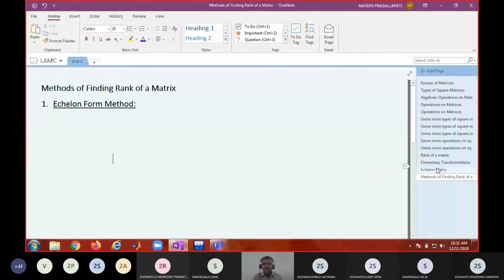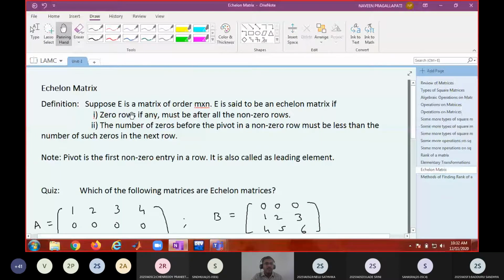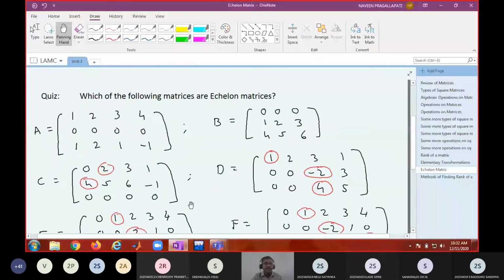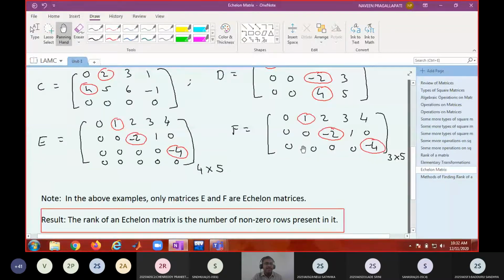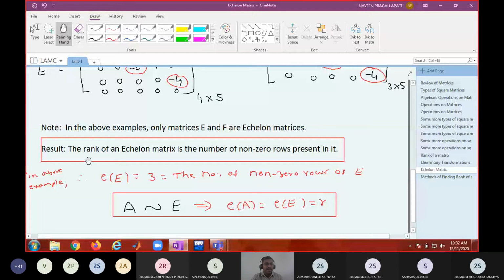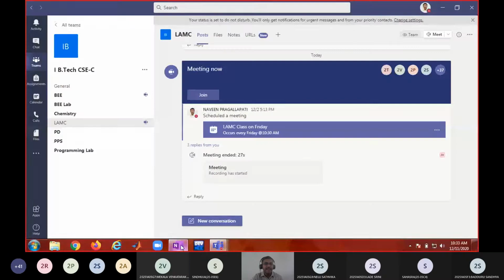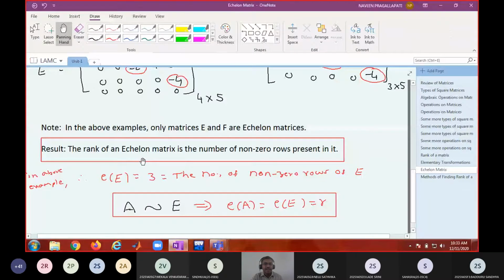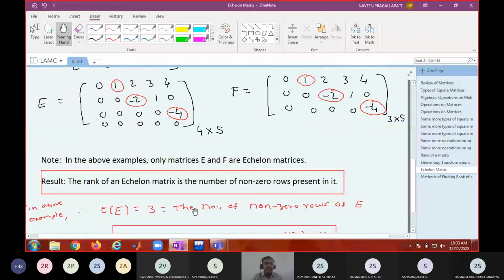Okay. So in the earlier class, we have seen that any matrix satisfying these two conditions is said to be an echelon matrix, and we have seen some examples of non-echelon matrices and some examples of echelon matrices. We have also discussed one result: the rank of an echelon matrix is the number of non-zero rows present in it. Therefore, it is easy to find the rank of a matrix once it is reduced to an echelon form.